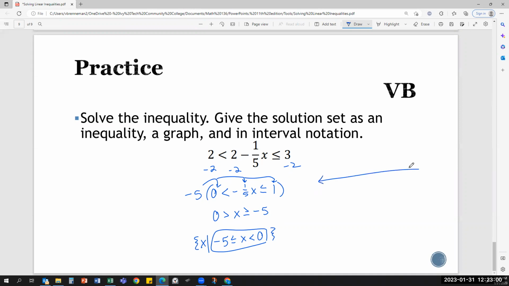Then on the graph, we have 0, and then counting to the left, 1, 2, 3, 4, 5 to -5. Square brackets on -5 because that has a less than or equal to, parentheses on 0 because that part just had a less than, and we have the interval in between there. So the interval notation, square bracket, -5, comma, 0, parentheses. So that's solving linear inequalities.